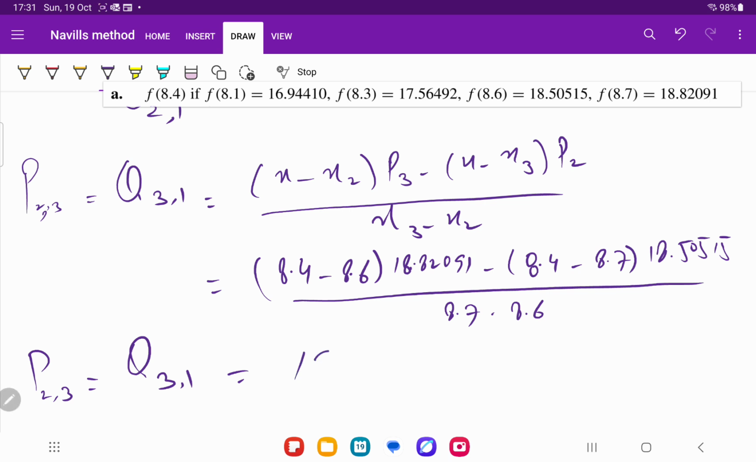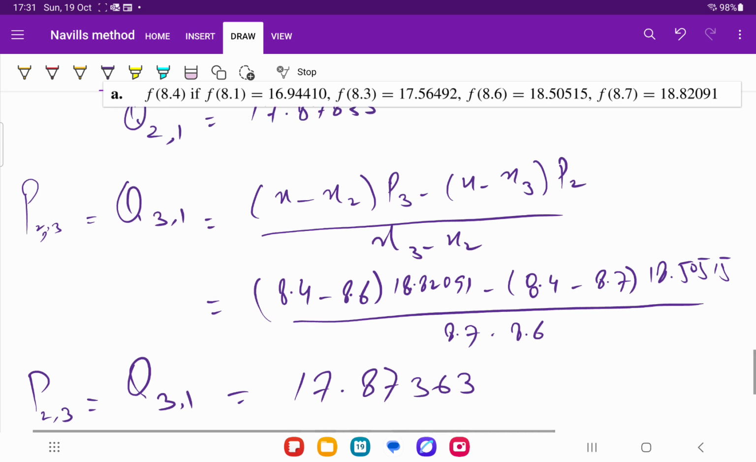17.8763. No, 363. Okay, 363. If we keep up to 2 decimal places, it is also equally fine. There is no problem in it. 2 to 3 decimal places is fine. There is no need to have more decimal places.